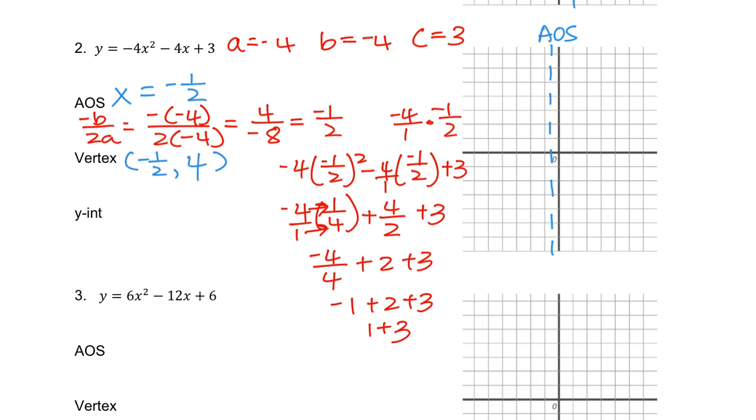That's odd. So that means we're going over 1/2, up 1, 2, 3, 4. There's my vertex. Are we opening up or down? Down. How do we know that? Because A is negative. Good. You got it. Okay, and then where's my y-intercept at? 0, 3. Good. So that means I'm going over 0, up 1, 2, 3.